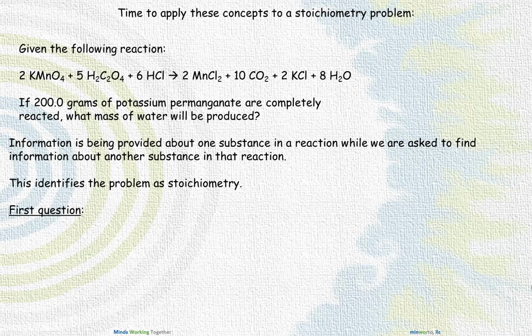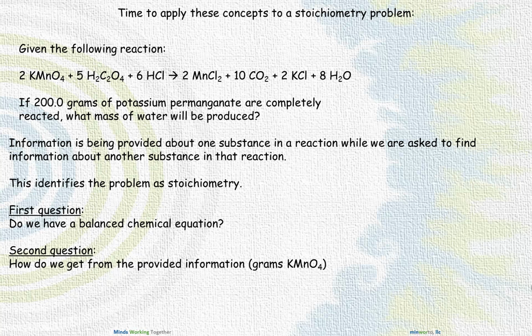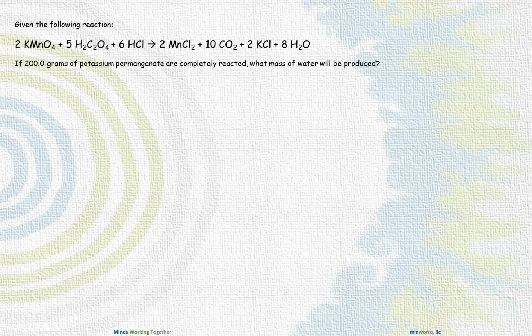Once you've identified a problem as stoichiometry, the first question to ask is, do we have a balanced chemical equation? In this case, we do. If we didn't, that would be the first step we would need to take. Second question, how do we get from the provided information, grams of potassium permanganate, to the requested information, grams of water?